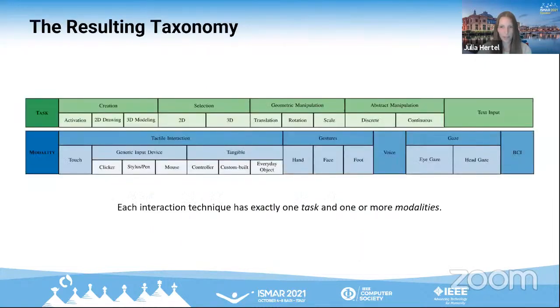This figure presents our resulting taxonomy. Across all analyzed interaction techniques, we found 2 common properties, which we included as dimensions into our taxonomy: task and modality. For both, we identified multiple categories. Based on this taxonomy, we define an interaction technique to have exactly one task, which should be accomplished, and one or more modalities, which are used to accomplish the task. In the following, I want to present these categories, starting with the tasks.